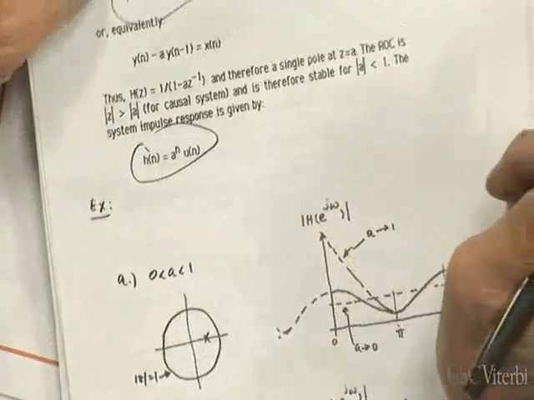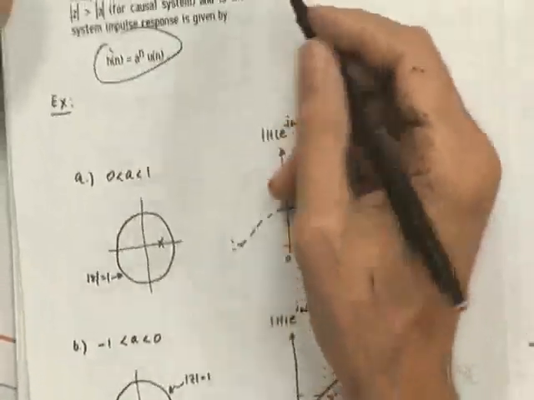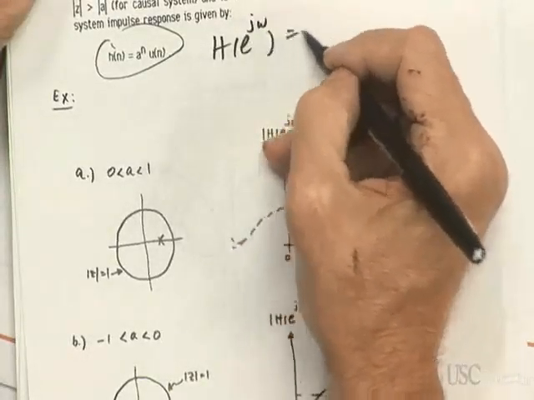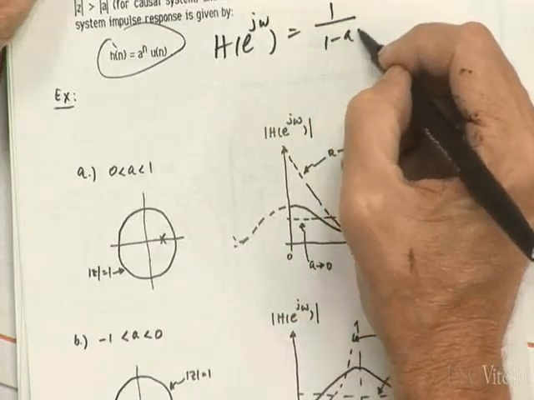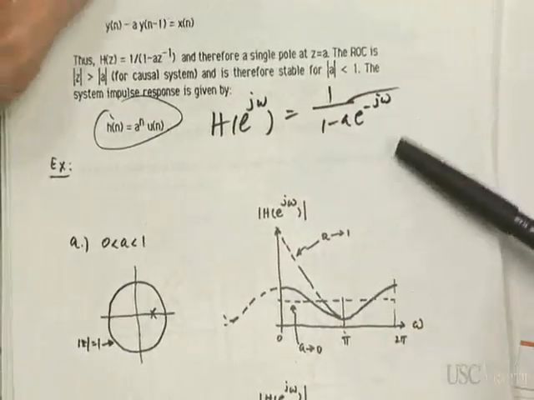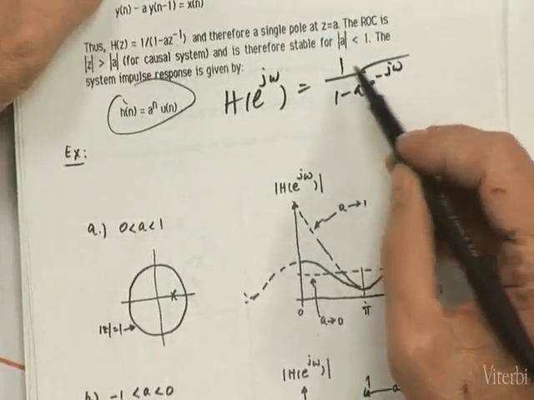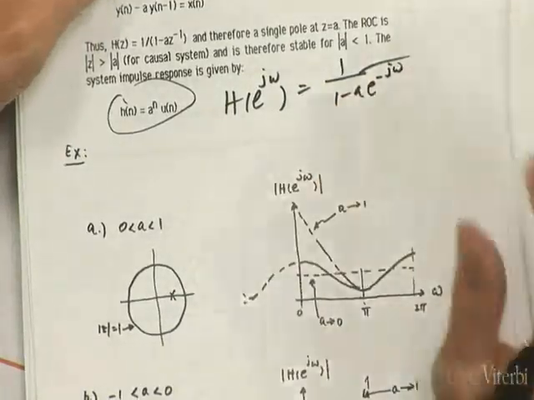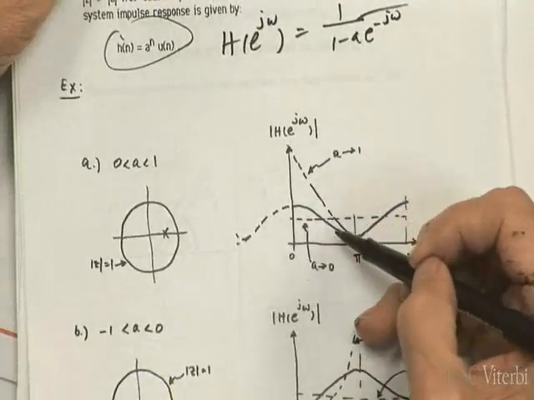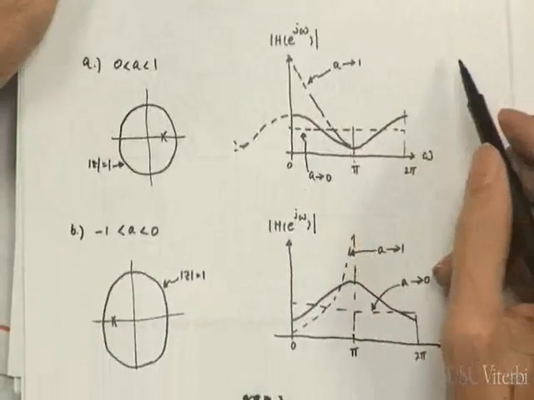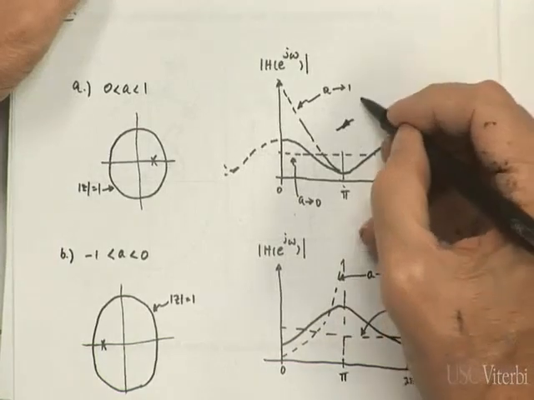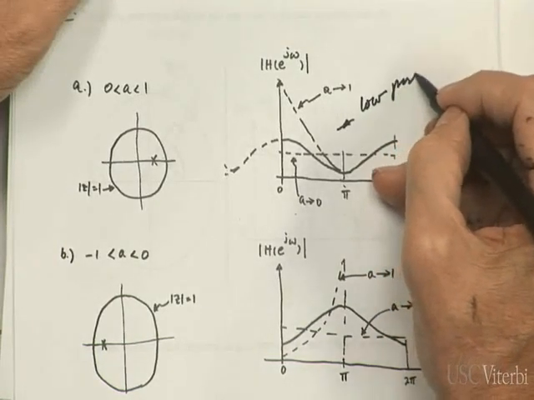It's this, and therefore we know what the frequency response is: H of e to the j omega is equal to 1 over 1 minus a times e to the minus j omega. Depending on the sign of a, when omega is 0, this is going to be 1 over 1 minus a. If a is less than 1 and positive, you're going to get a picture like this. Remember this? We did this when we talked about geometric sequences. This is when a is positive, and it looks like, and is an example of, a low-pass filter.